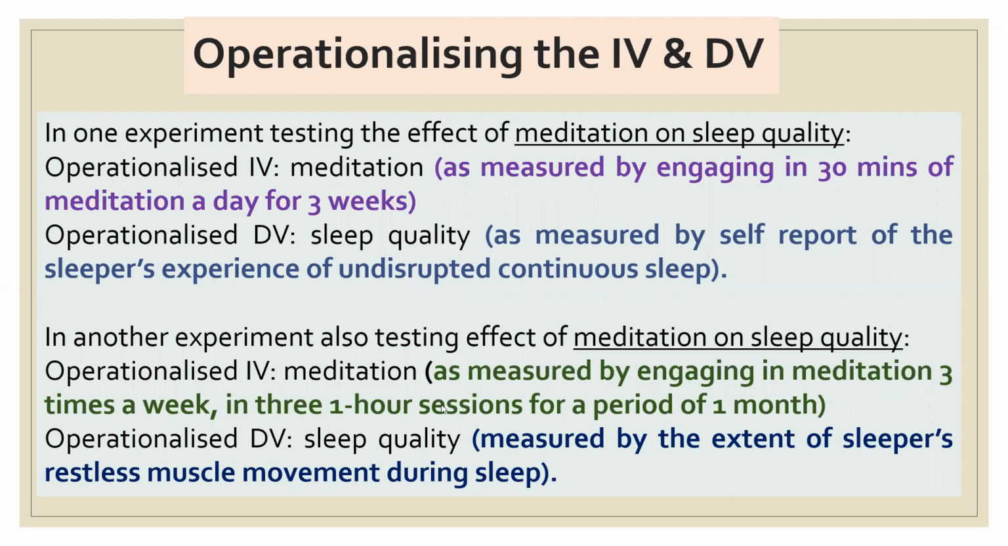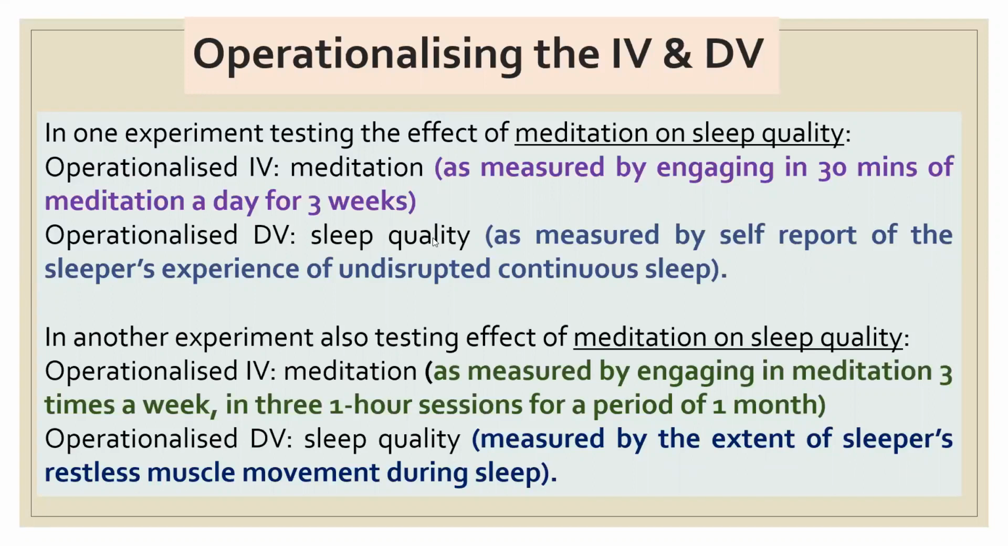Whereas in researcher two's study, they are also engaging in meditation, but his participants might be meditating 3 times a week in 3 one-hour sessions for 1 month, which is a little bit more extensive and frequent, okay? Same thing with sleep quality. The way that sleep quality is measured or operationalized can be very different across two studies, even though those studies at first glance might look like they're assessing the same thing.